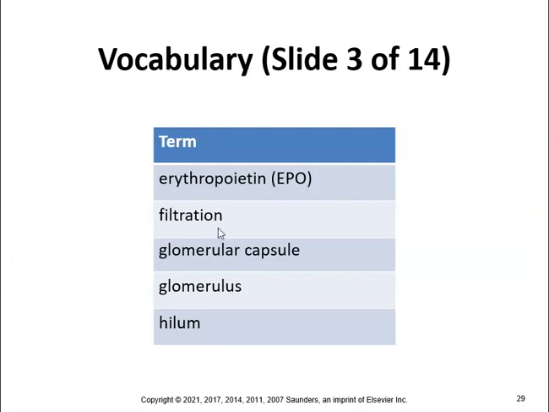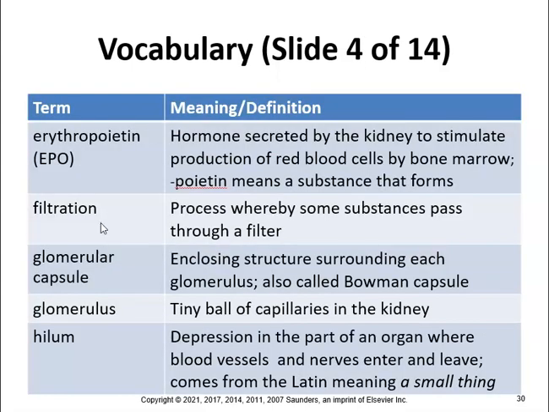Erythropoietin, EPO, filtration, glomerular capsule, glomerulus, and the hilum. So EPO is a hormone secreted by the kidney to stimulate production of red blood cells by bone marrow. Poietin means a substance that forms. Okay, remember Lance Armstrong, he used to inject himself with EPO.